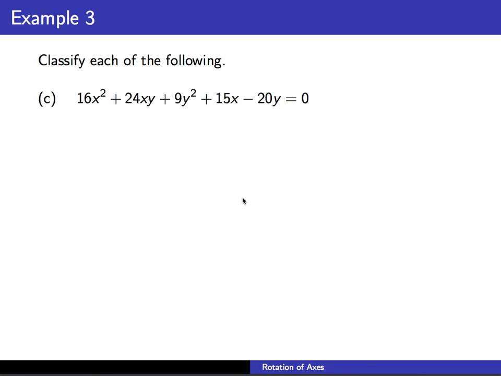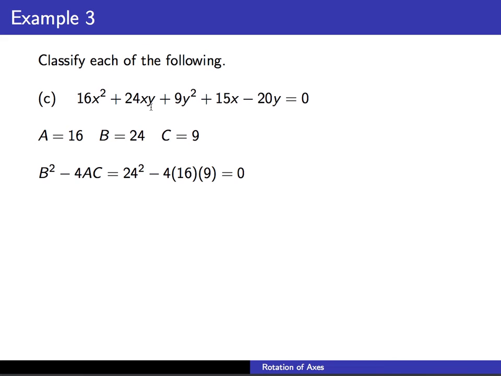Part C, we have 16x squared plus 24xy plus 9y squared, and then a is 16, b is 24, c is 9. So b squared minus 4ac results in 0. So what we have here is a parabola. All right, that about does it for this section. We'll see you next time.